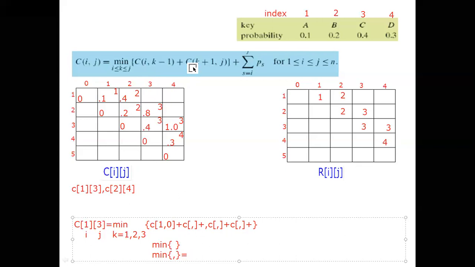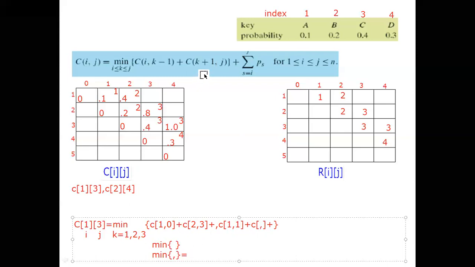Next one is C of k plus 1. k plus 1, the k value is 1, then it is 2. And next is j. What is the j value? It is 3. Clear. Now for the next, k is equal to 2. What is the first i value? The i value is 1. And k minus 1. k is 2. 2 minus 1 is 1.